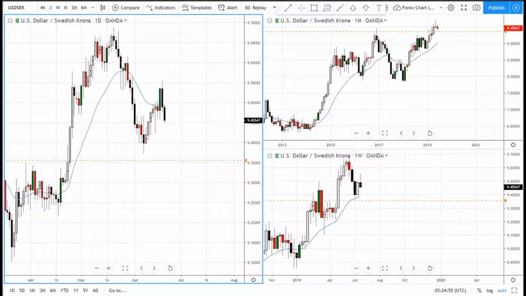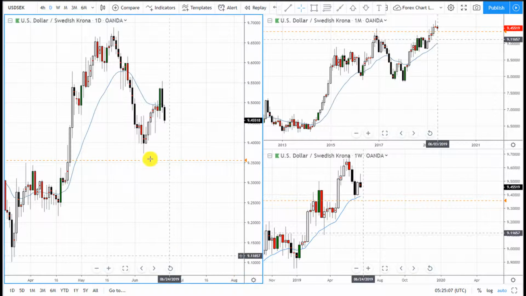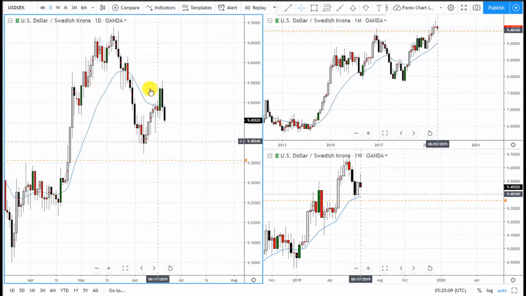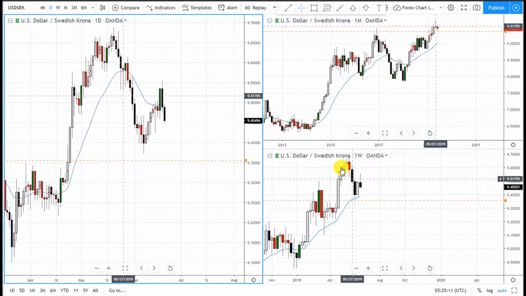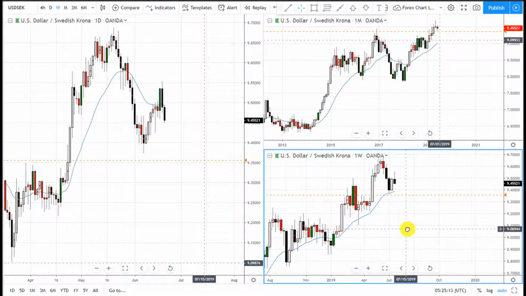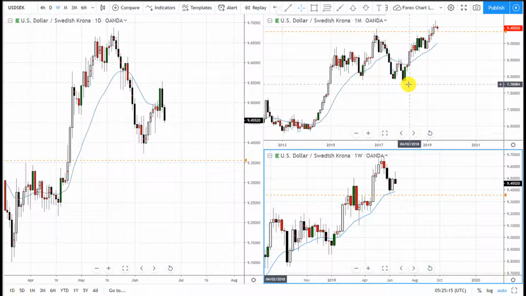Apart from that, let's get right to evaluating the charts. Okay, let's take a look at the US dollar versus Swedish krona. This chart here is the daily chart. This chart down here is the weekly chart. And this chart up here is the monthly chart. Let's take a look at the monthly first.